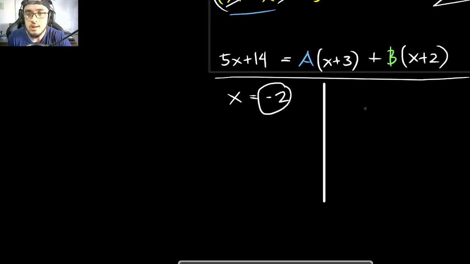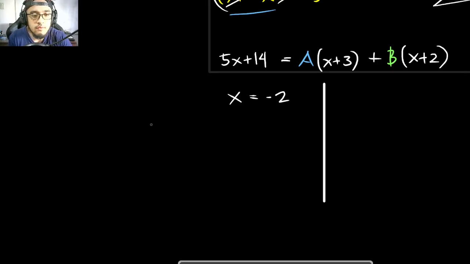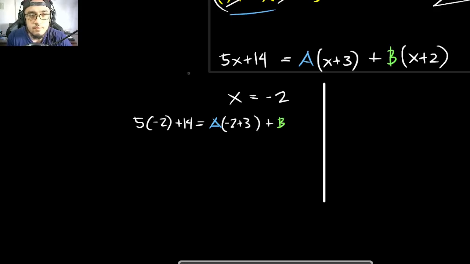So if x is equal to negative 2, substituting this value to this equation, we get 5 times negative 2 plus 14 is equal to a times negative 2 plus 3, plus b times negative 2 plus 2. And negative 2 plus 2 is equal to 0, which, if you multiply 0 by b, would just be equal to 0. So from that, let us solve for the value of a.